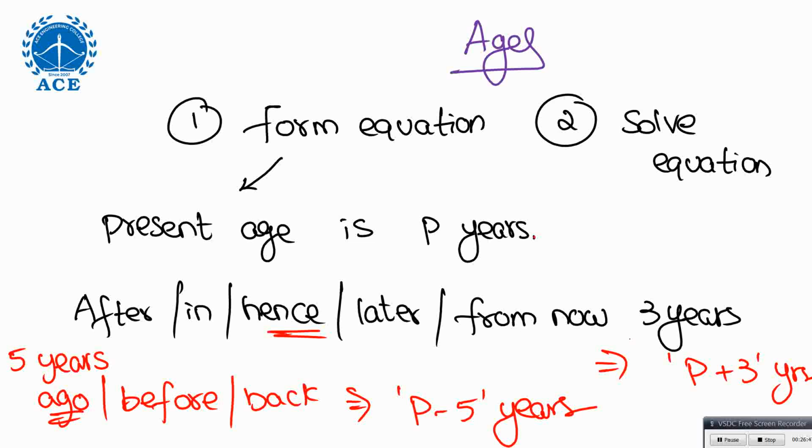Now we'll see the question. Ages is the basic topic in quant actually. Very basic topic.